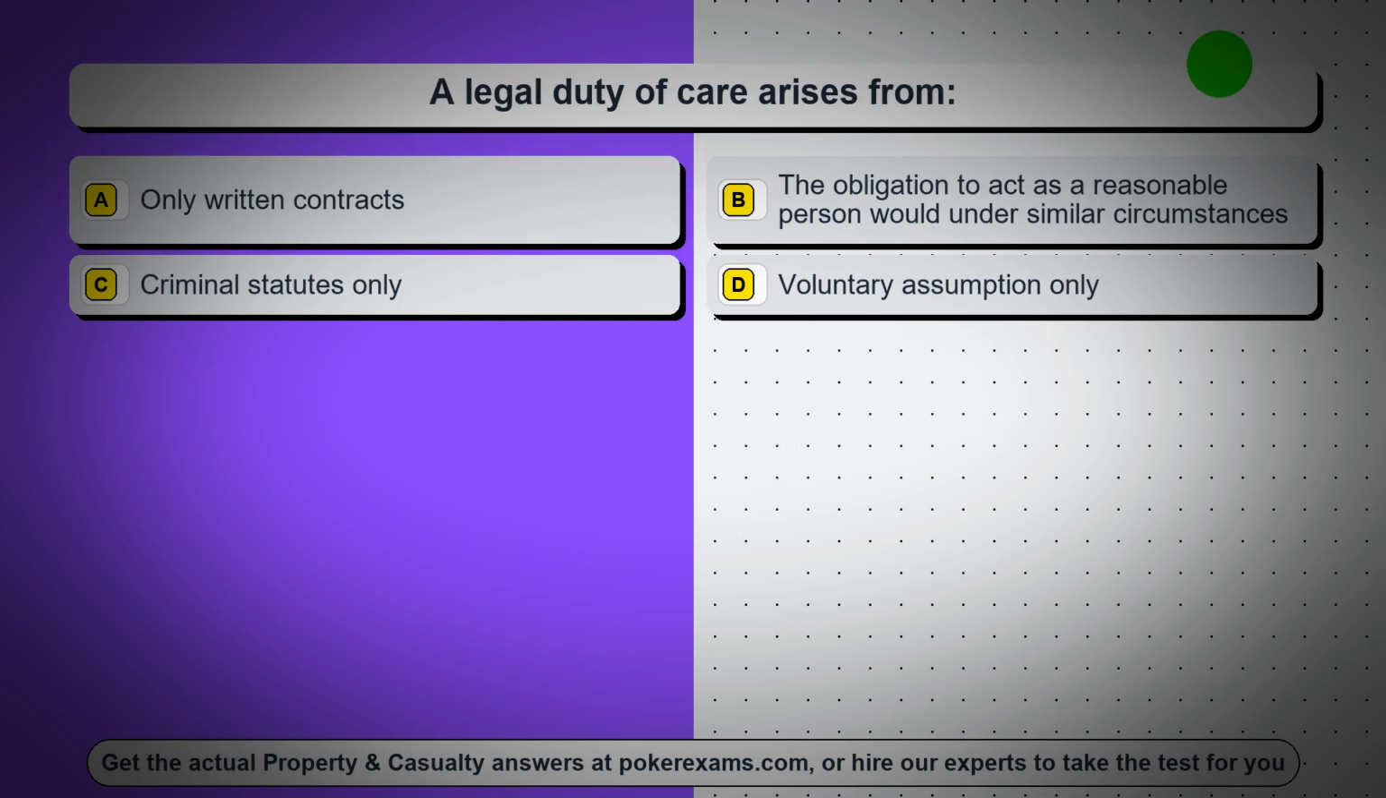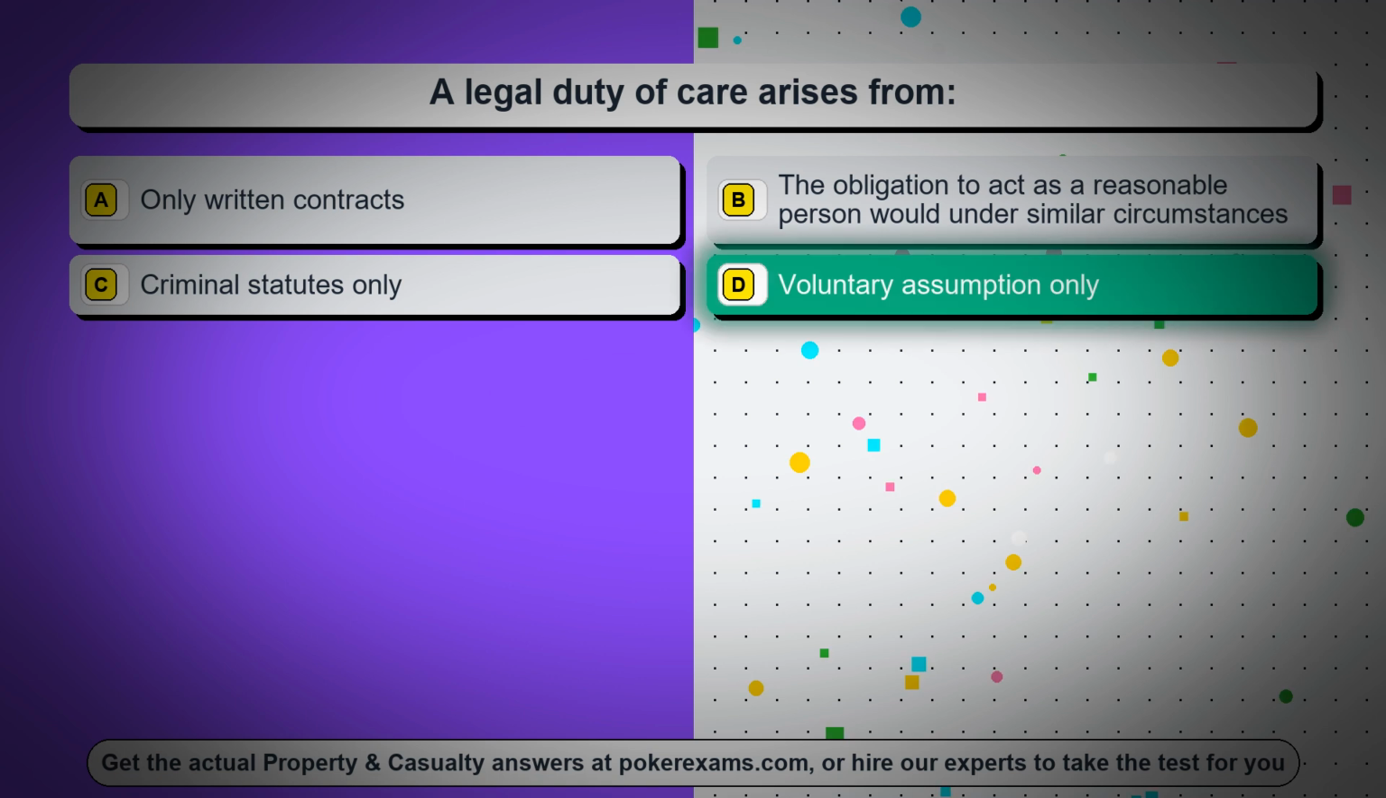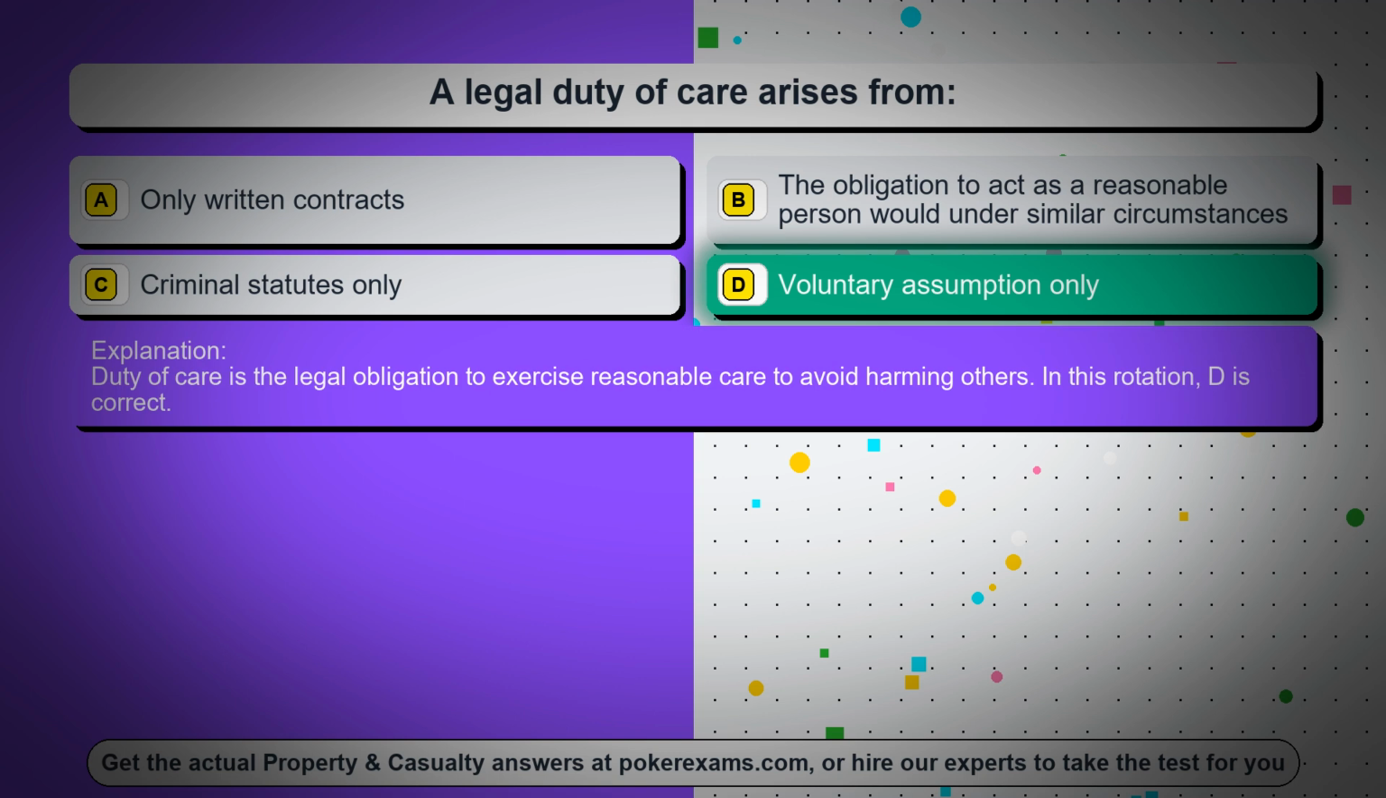Question 33. A legal duty of care arises from: Option A, only written contracts. Option B, the obligation to act as a reasonable person would under similar circumstances. Option C, criminal statutes only. Option D, voluntary assumption only. The correct answer is option D, voluntary assumption only. Duty of care is the legal obligation to exercise reasonable care to avoid harming others. In this rotation, D is correct.